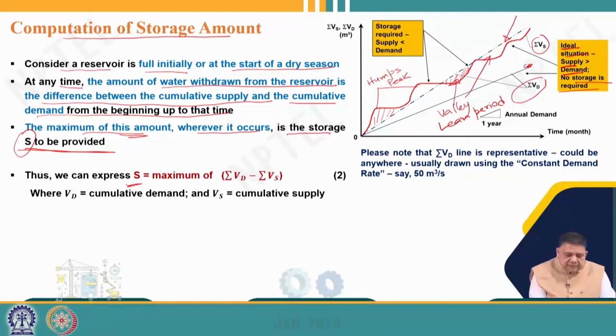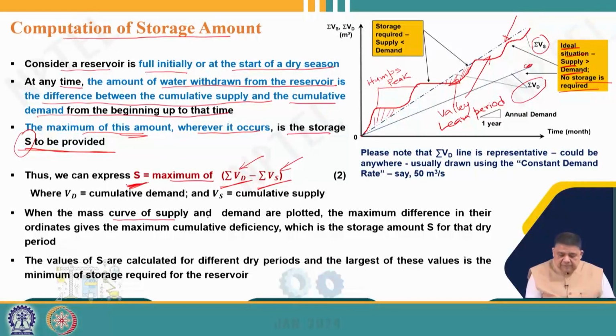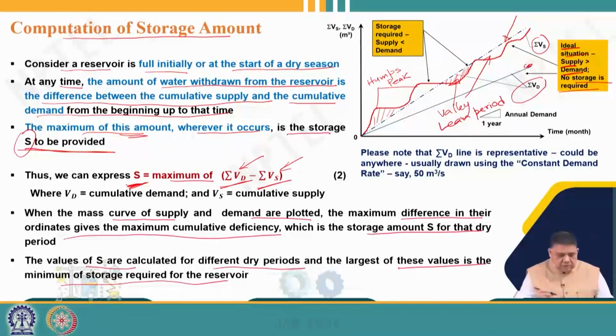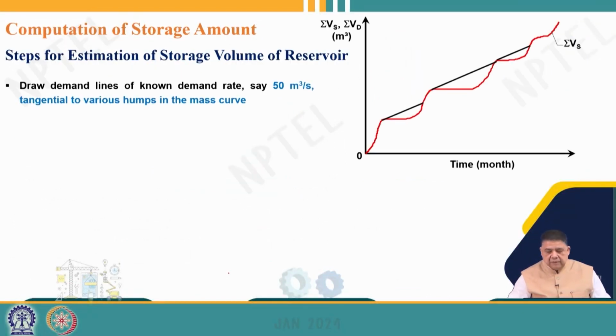So, we can express storage as the maximum of the sum of Vd minus the sum of Vs, that is, demand line minus supply line. So, wherever the demand is more than supply, that will tell us what is the total supply required, and Vd and Vs, as we have already seen, are cumulative demand and cumulative supply. So, when the mass curves of supply and demand are plotted, the maximum difference in their ordinates gives the maximum cumulative difference, the storage amount S of that dry period, and the value of S is calculated for different dry periods, and the largest of these values is the minimum storage required for the particular reservoir.